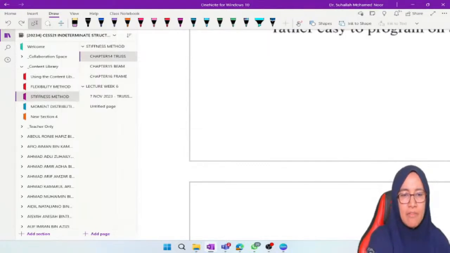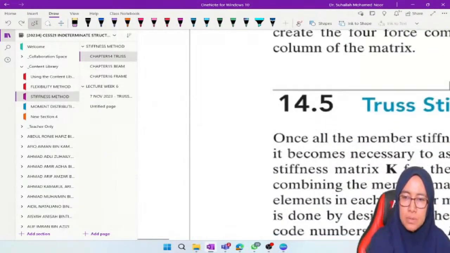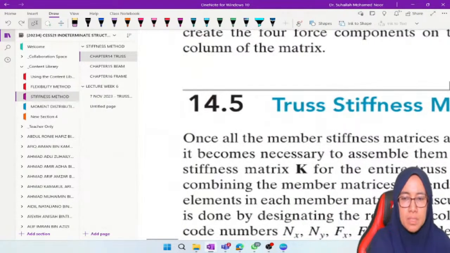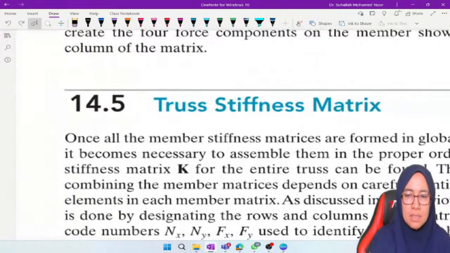I have put the textbook into your OneNote, the ebook. In the textbook, the stiffness method is under three main topics: topic number 14 for truss structure, topic number 15 for beam structure, and topic number 16 for frame structure. So let's look at the truss structure first.